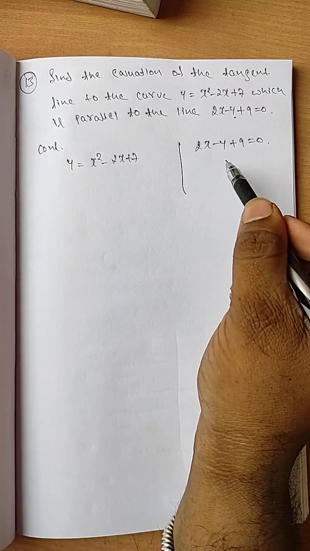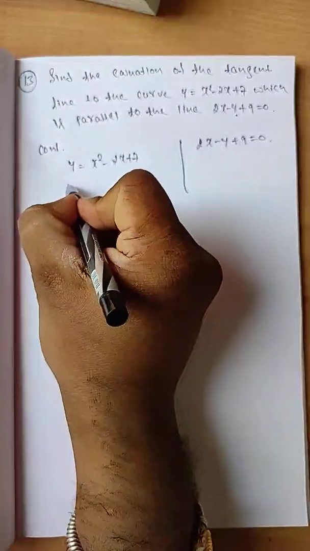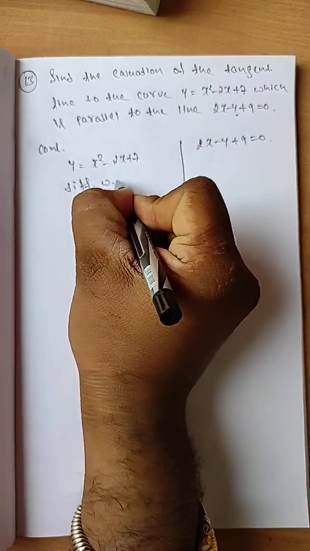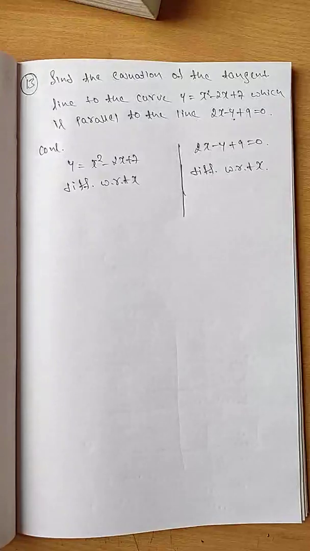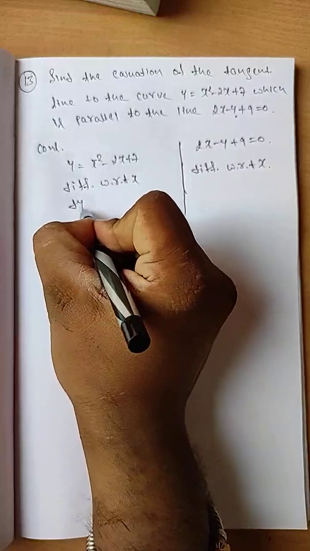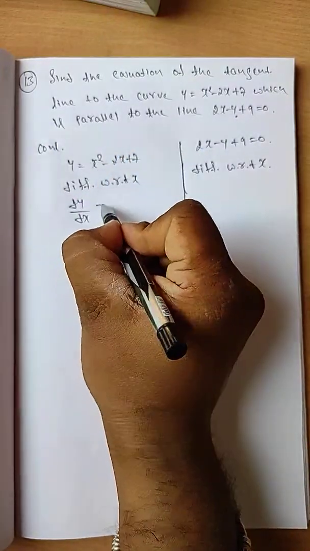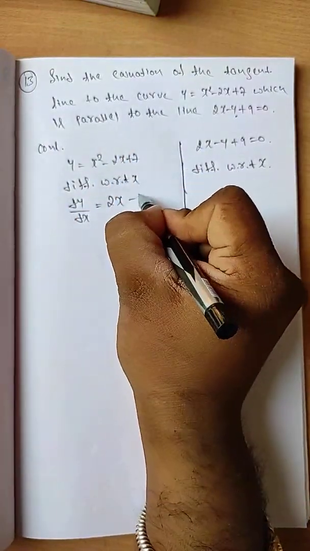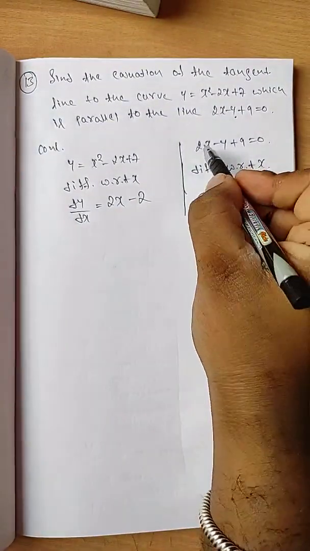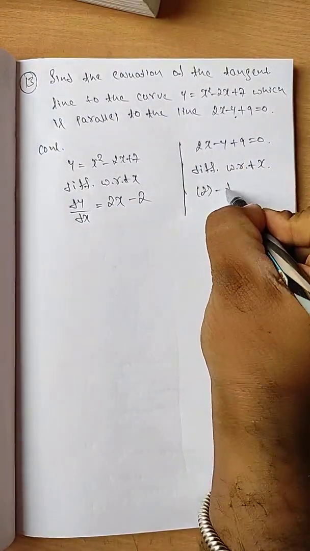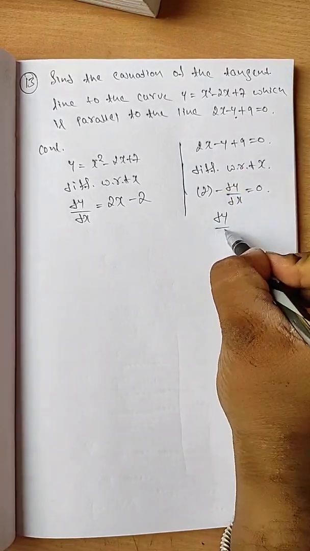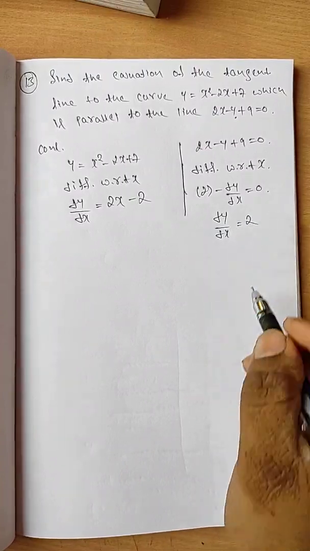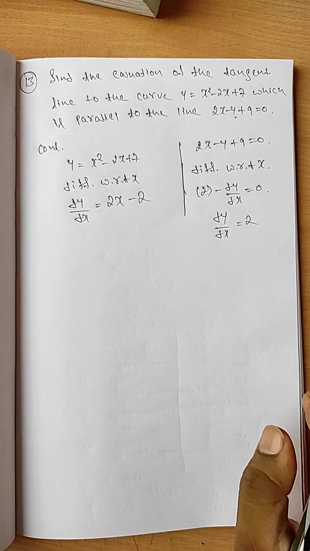Differentiate both the equations, you get the slope. Is it clear? So differentiate with respect to x. dy by dx is equal to, the derivative of x square is 2x, minus the derivative of 2x is minus 2, the derivative of a constant is 0, the derivative of 2x is 2, minus dy by dx, the derivative of a constant is 0, this is equal to 0, means dy by dx is equal to what? 2, the slope will become 2.